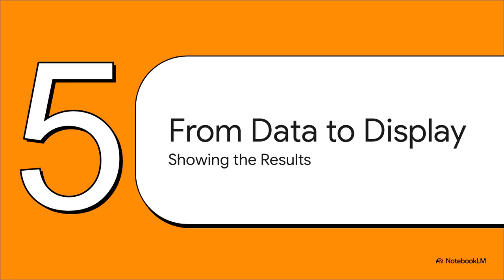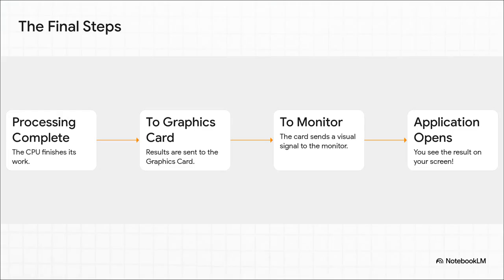But there's one last crucial step, showing us the result. So the CPU, after doing all its calculations in RAM, sends the final result to a specialist, the graphics card. The graphics card has one job and one job only: to translate all that raw data into a picture, a map of pixels that your monitor can actually understand. It tells every single tiny dot on your screen exactly what color to be hundreds of times a second. And the result? That program window pops up right on your screen.